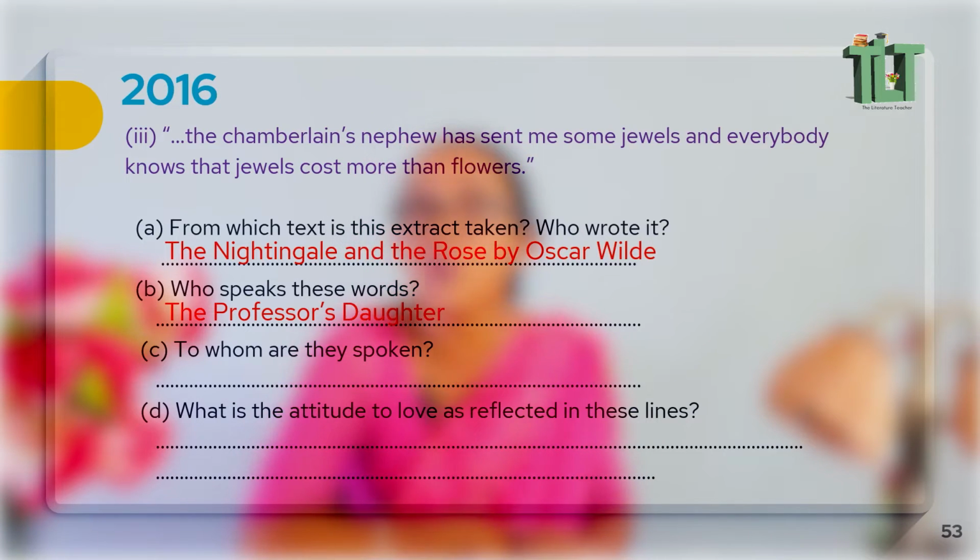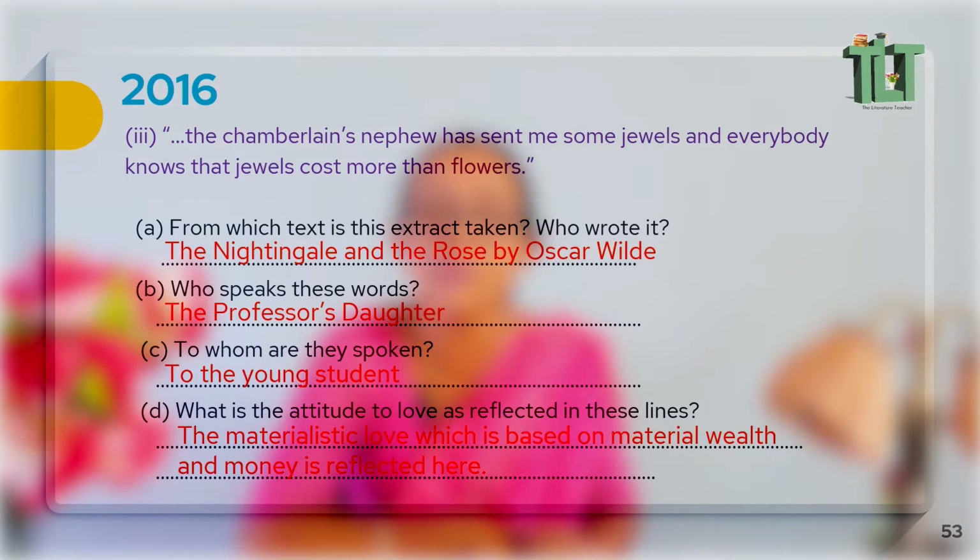To whom are they spoken? To the young student, of course. What is the attitude to love as reflected in these lines? Chamberlain's nephew has sent me some real jewels. Attitude to love. Actually, it's the conditional love, that materialistic love, which is based on material wealth and money, is reflected here. Right? Is it difficult? No, I don't think.